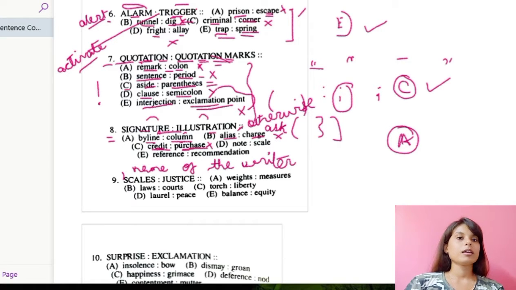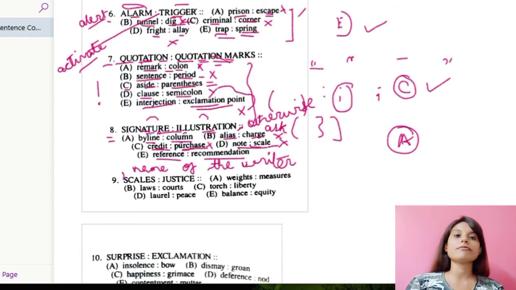So let us move over to number D, that is note and scale. Note, you all know, like writing a note, and scale means measurement. It's basically a ruler in simple terms, a ruler which determines the distance between the marks. So note and scale and signature and illustration is not going, so I'm striking it out. Let us move over to the last option, that is reference and recommendation. Now reference means the action of mentioning or alluding to something, like in a job environment.